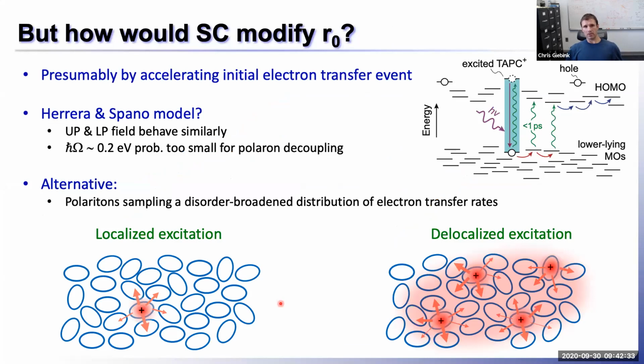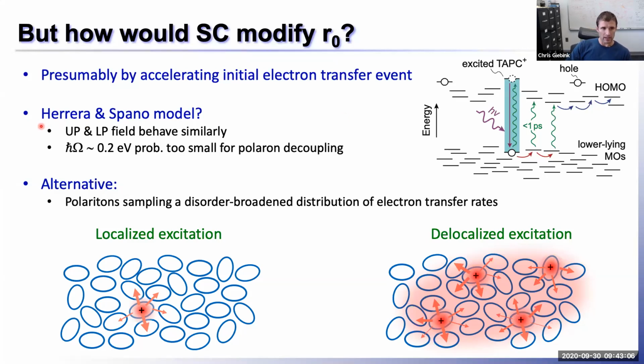Now this leaves us with maybe the bigger question, which is how would strong coupling actually modify the thermalization length? And the answer is, well, presumably by accelerating the initial electron transfer event off the initial molecule, so this event right here, because it can't change any of the subsequent events. As soon as we undergo charge transfer from a polariton, that destroys the coherence. The polariton's gone. None of these subsequent downstream hopping events can be impacted.